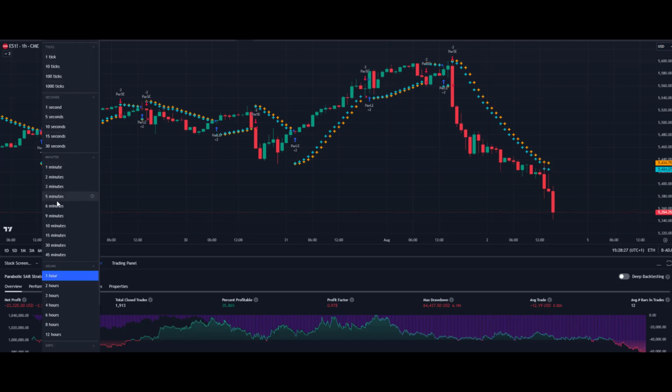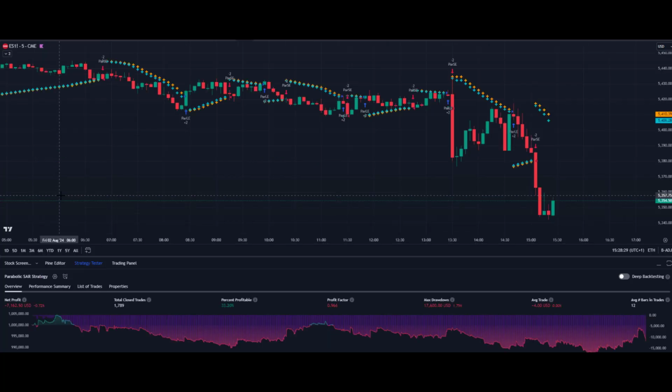Let's just take it down to 5 minutes there on the S&P. Again, flat, sort of going nowhere. So on its own, it's not looking great on the S&P 500.